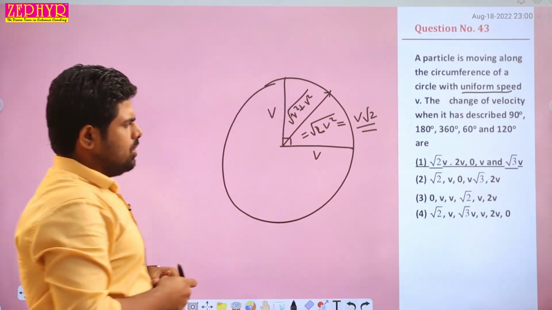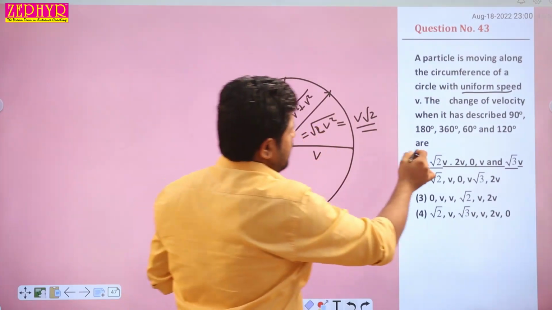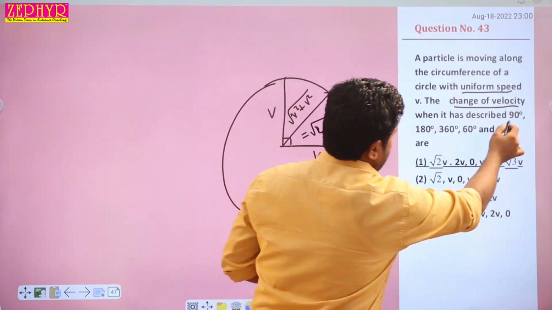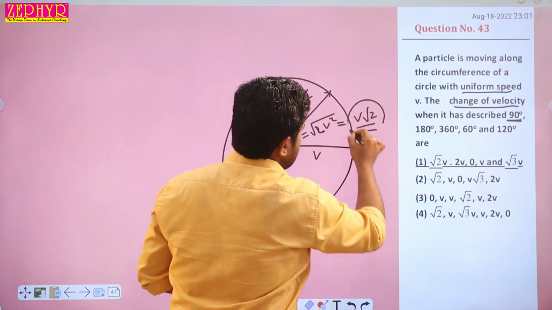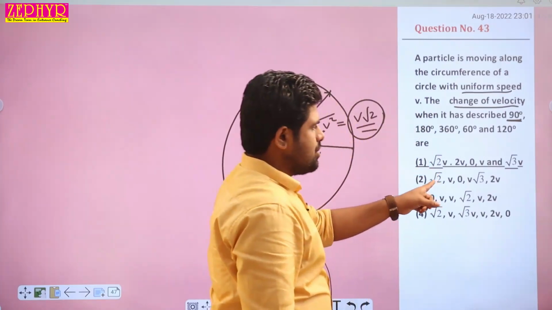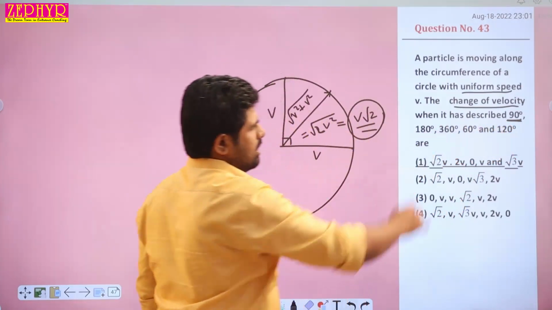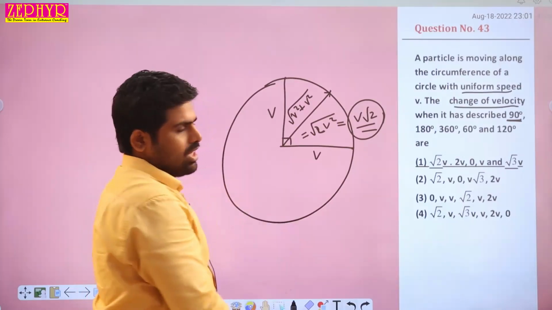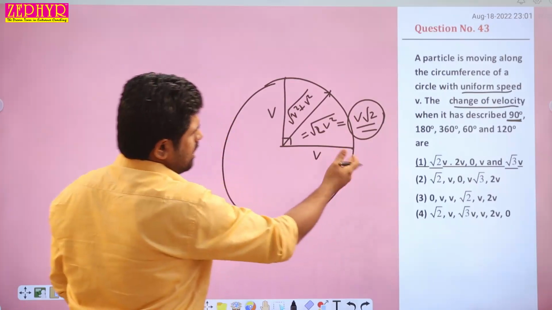Okay, v root 2. So now the answer for change of velocity when theta is equal to 90 degrees is v root 2. Here the first option consists of v root 2 as the result for change in velocity when the angle between them is 90 degrees. So actually this one is the right answer, but let's check the other two options.